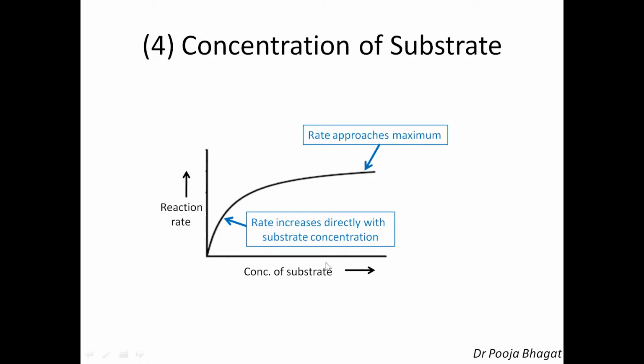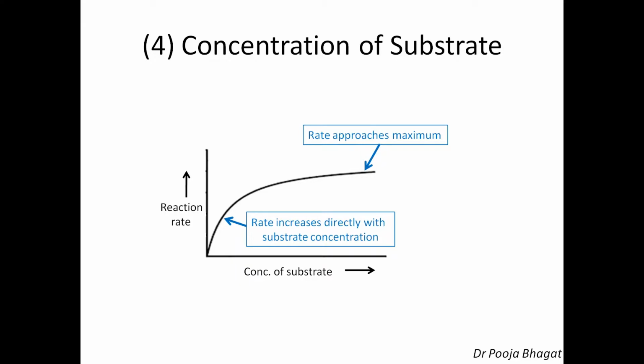So initially rate increases directly with the substrate concentration. That means as the substrate concentration increases, rate of reaction increases and then the rate approaches maximum. Now what is the reason behind this? As the concentration of enzyme is constant here. So here the concentration of enzyme is constant and we go on increasing the concentration of substrate.